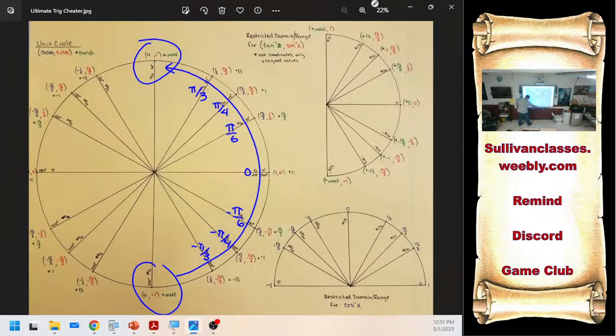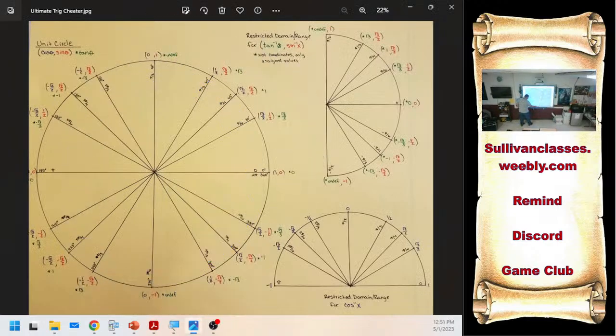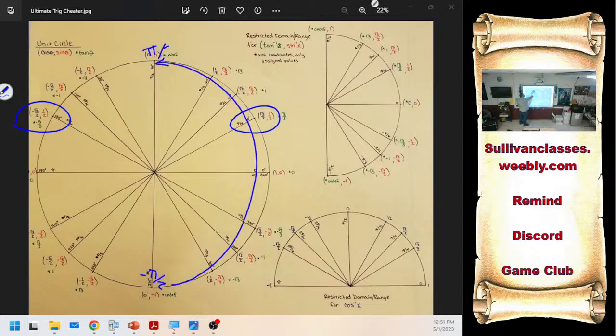Because remember, these are restricted. 1/2 happens here. 1/2 also happens here. But look at the range. I am only allowed to be from -pi/2 to pi/2. I can only look in those two quadrants for answers. So yes, there is a sine value of 1/2 over here, but it's illegal.